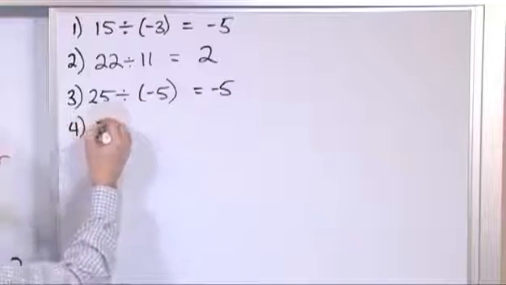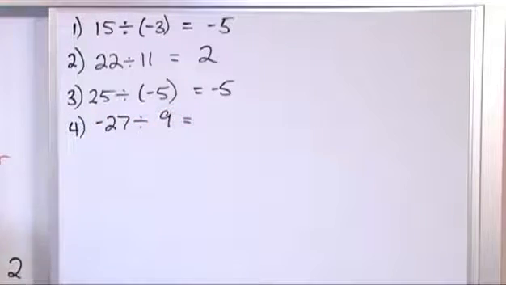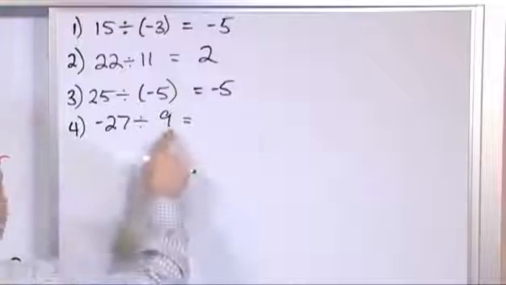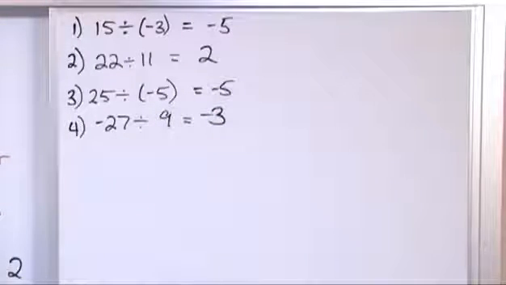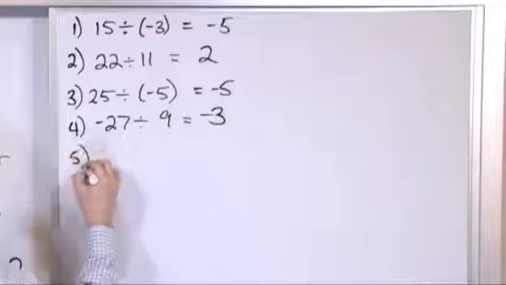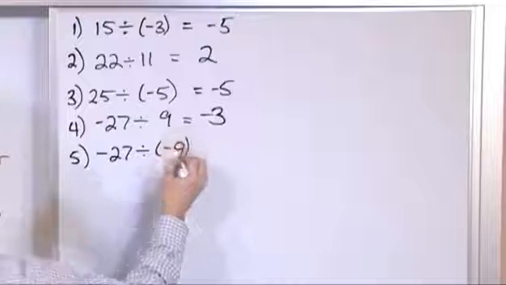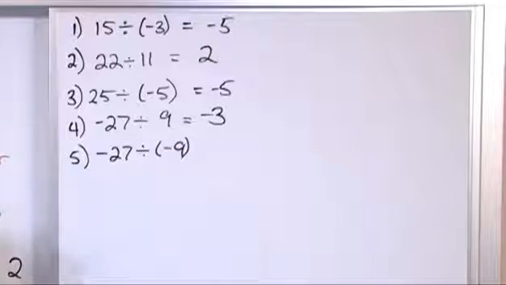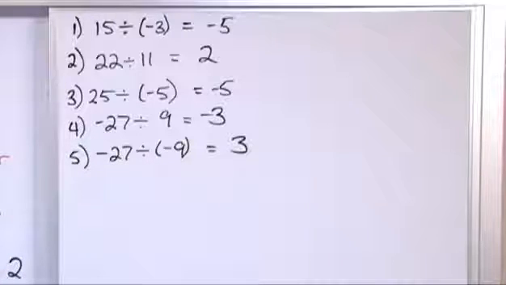What if we had negative 27 divided by 9? Negative 27 divided by 9. 27 divided by 9 gives us 3, but it's negative 3 because these signs are different. And just to round it out here, what if we had negative 27 divided by negative 9? Same thing. It's going to be 3, but the answer is positive 3 because these signs are the same.